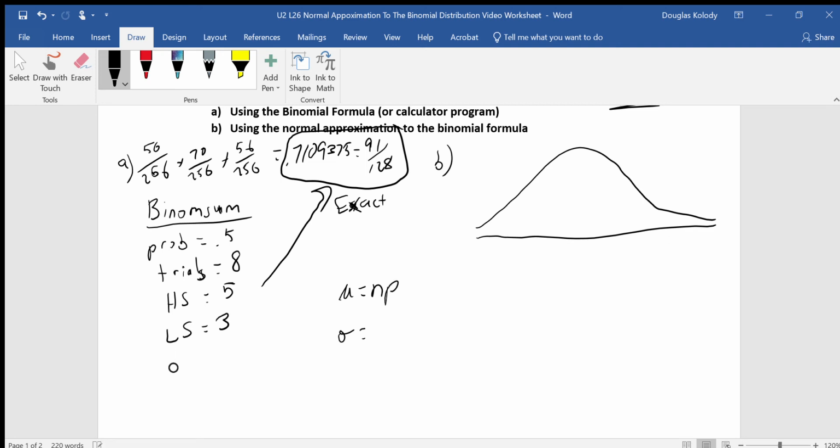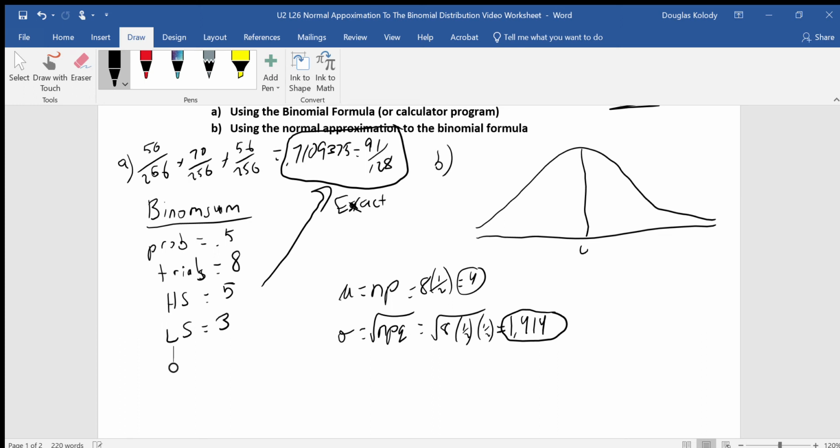The mu is n times p. It's the shortcut we learned about in the other lecture, and the standard deviation is the square root of npq. So n times p is 8 times a half, which is 4. And standard deviation is the square root of 8 times 1/2 times 1/2. So half of 8 is 4, half of 4 is 2, the square root of 2 is 1.414. Remember to round your standard deviations to 3 decimal places each. Okay, so I'm going to put 4 right in the middle of this curve. And I need to find the probability between 3 and 5 successes.